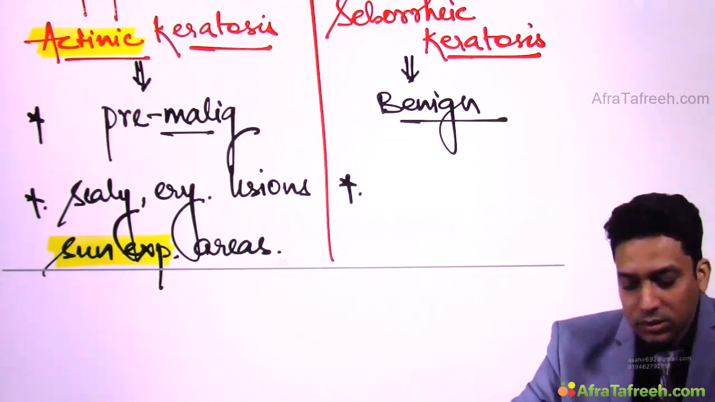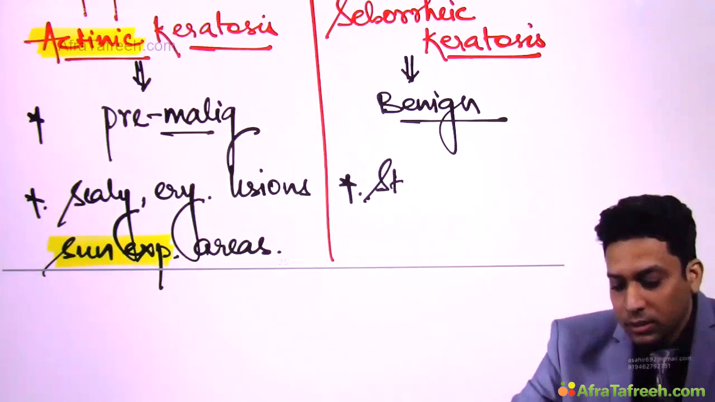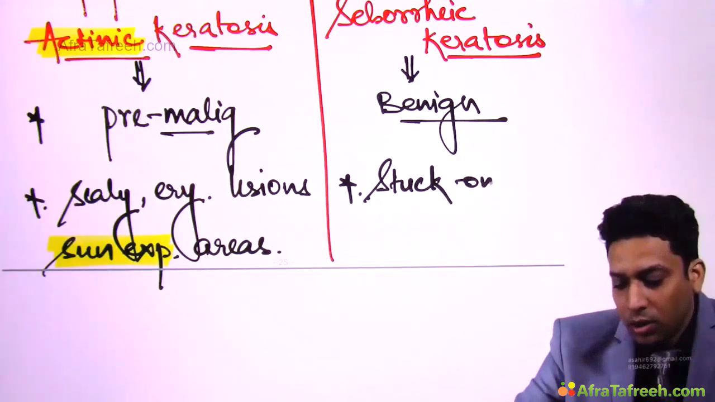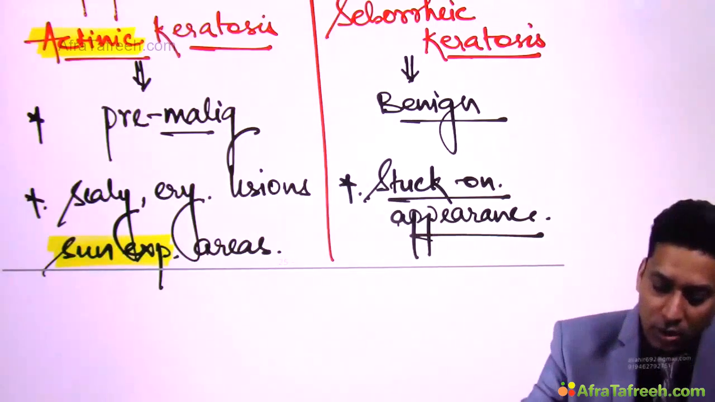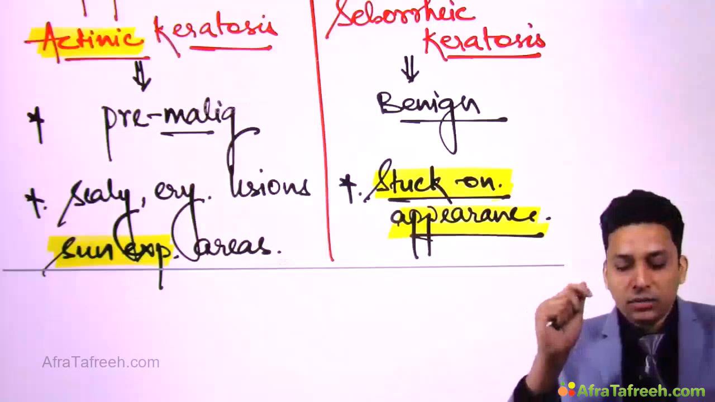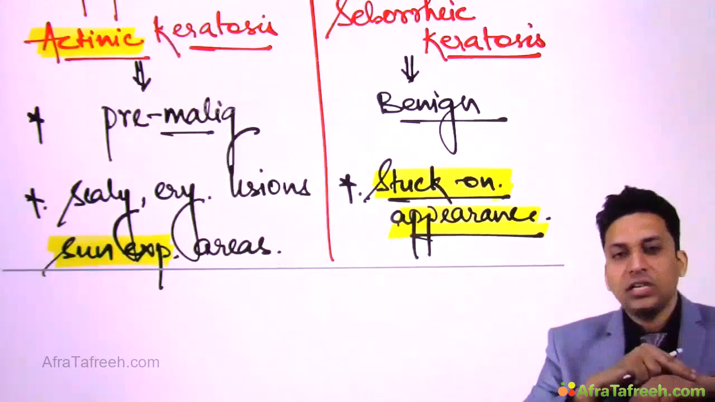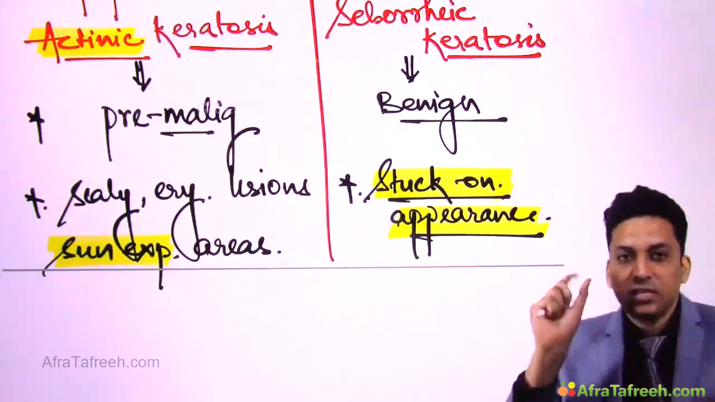these lesions have characteristic stuck on appearance. So these lesions have a stuck on appearance. Already this question has been asked. Stuck on appearance is seen in seborrheic keratosis. So these lesions, when you will see over skin, you will find that they appear as if they are stuck over the skin from outside. Okay, so this gives stuck on appearance.